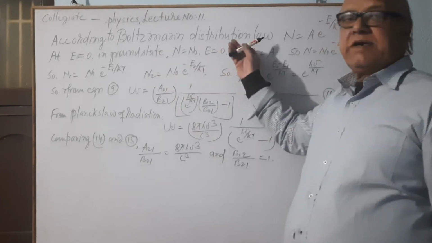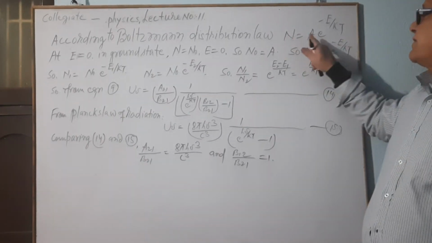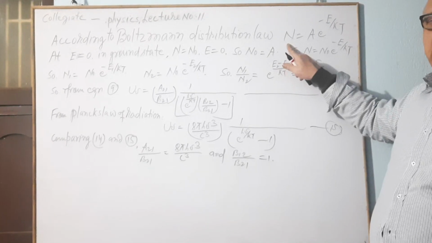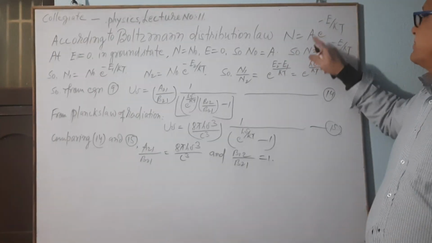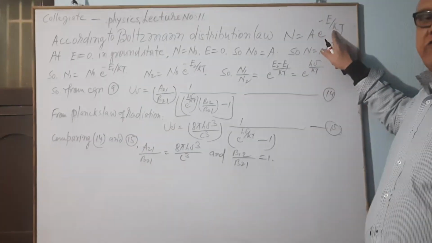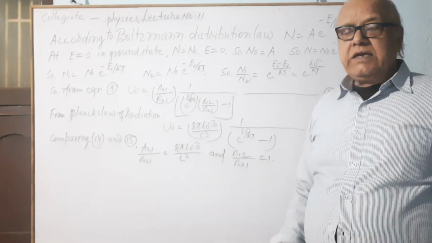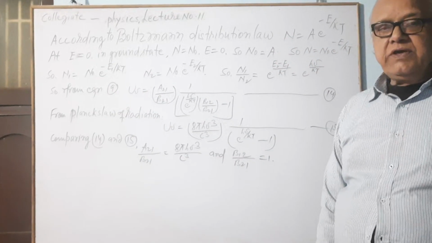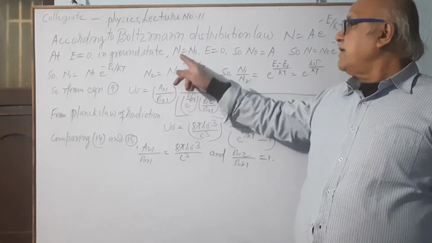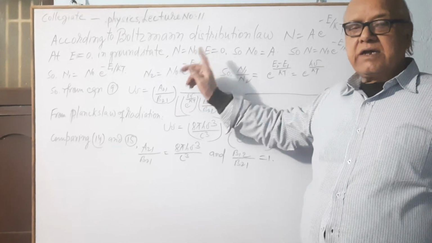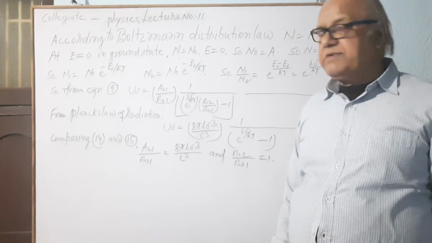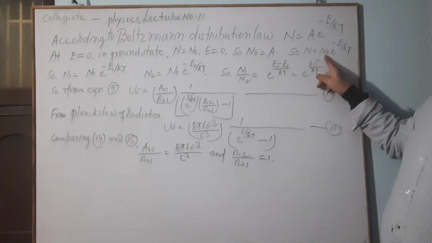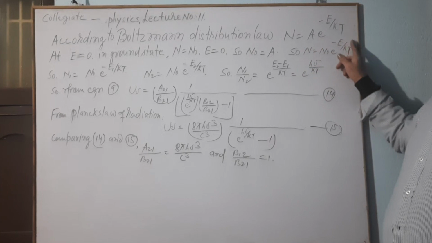Now, according to Boltzmann distribution law, we know that n is equal to A e to the power minus E by kT, where n is the number of atoms per unit volume in the energy state E, A is proportionality constant, k is Boltzmann constant, T is temperature. In the ground state, the value of energy E is equal to 0. So, if E is equal to 0, and the number of atoms per unit volume in the ground state is n0, then n0 will be equal to A. So, n is equal to n0 e to the power minus E by kT. This is Boltzmann distribution law.